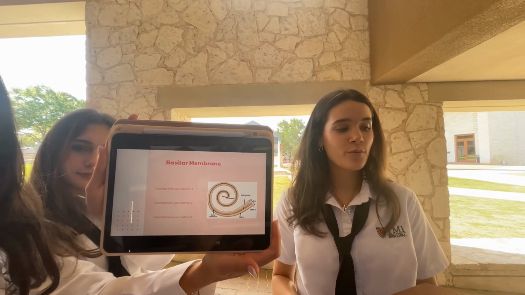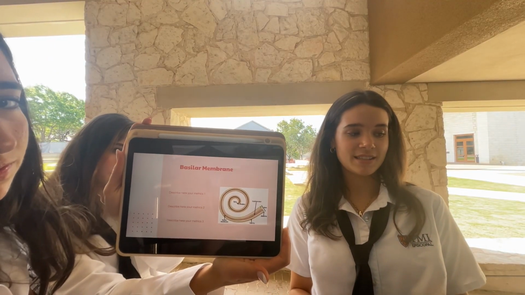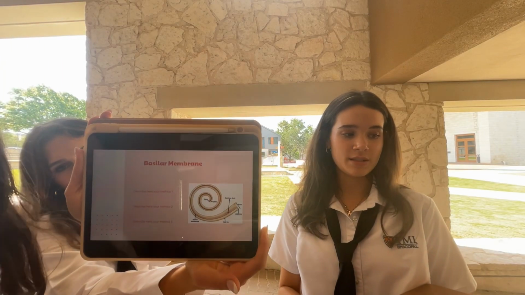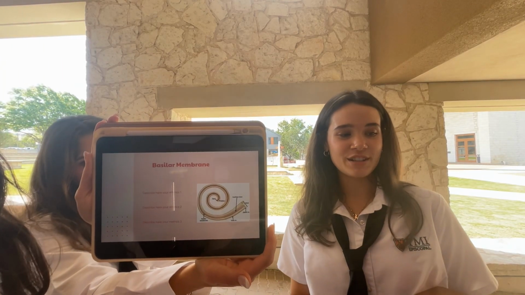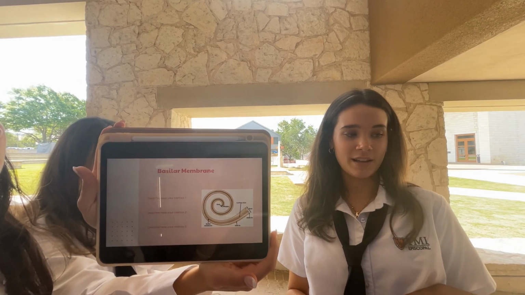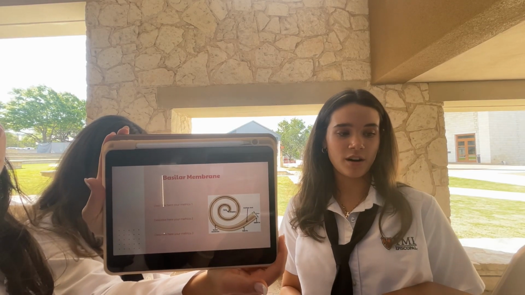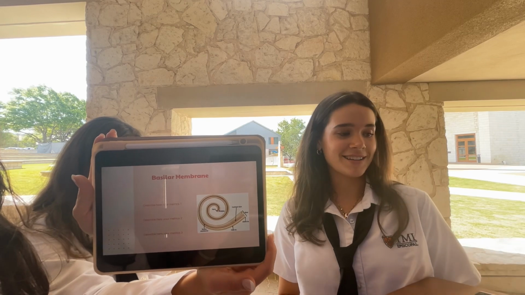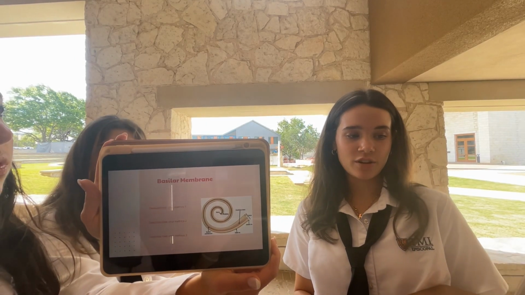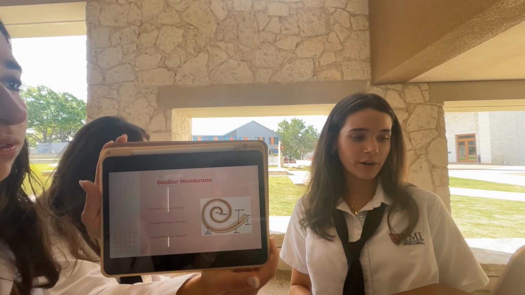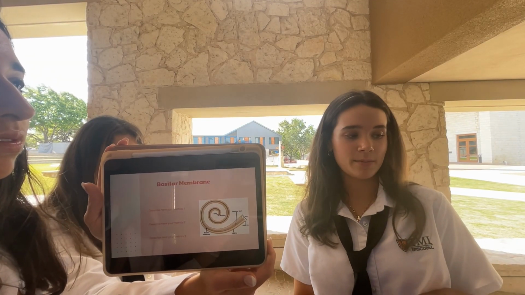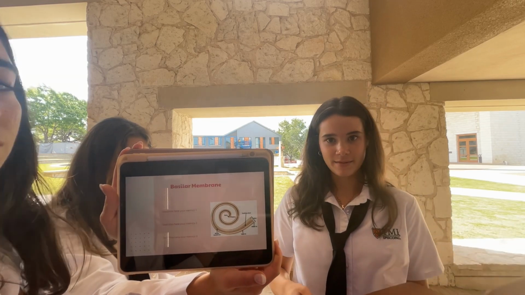The oval window activation is the stapes pressing against the oval window and transmitting the mechanical vibrations into the fluid-filled cochlea. The basilar membrane movement: vibrations create waves in the cochlear fluid, causing specific regions of the basilar membrane to oscillate. The location of maximum vibration corresponds to the frequency of the sound. High frequencies peak near the base, while low frequencies peak near the apex.